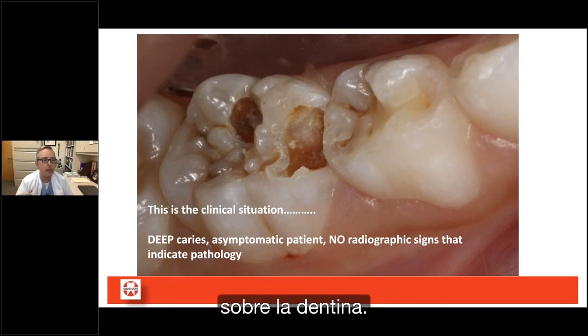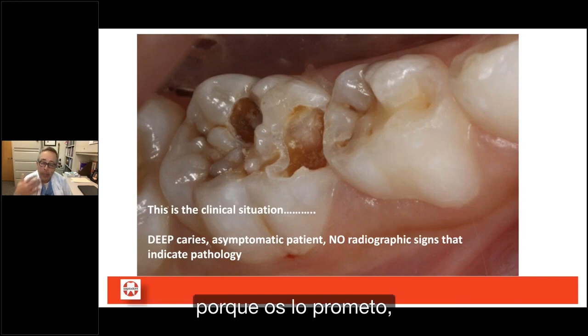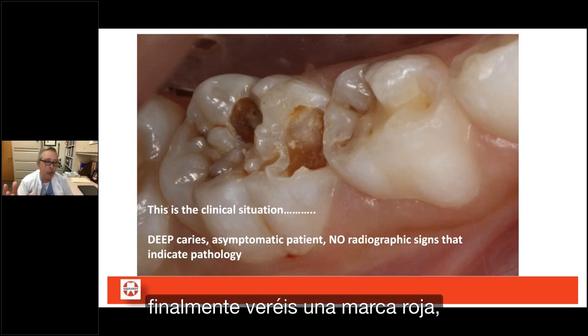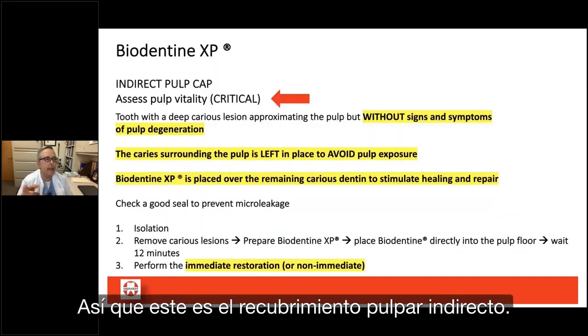the dentin. So we intentionally don't keep going down, because I promise you, if you keep going down and down and down until finally you see a red mark, which is, hello, welcome to the pulp. So this is the indirect pulp cap.